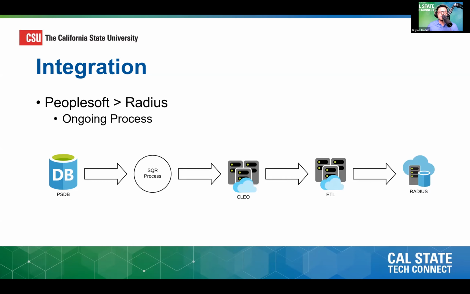So we have a custom SQR process that extracts all of the applicant data and creates files. Clio comes and grabs those files off of the PeopleSoft server, puts them on a campus-hosted Dell Boomi Atom, which handles all the ETL work, and then Radius will come and grab those files off of our campus-hosted Atom and start importing all of the applicant data. And so this entire process takes about 3 hours from start to finish, not including the time it takes the CRM to actually import the data.